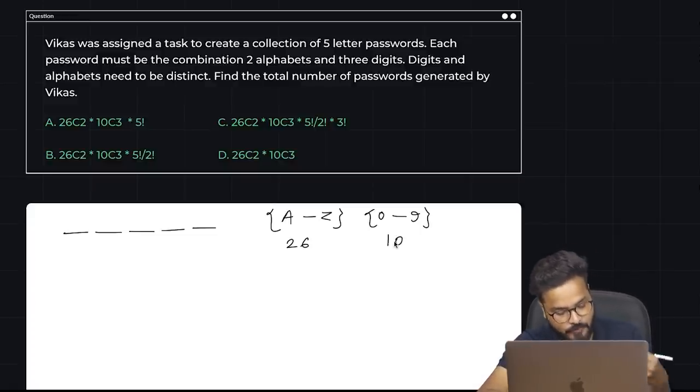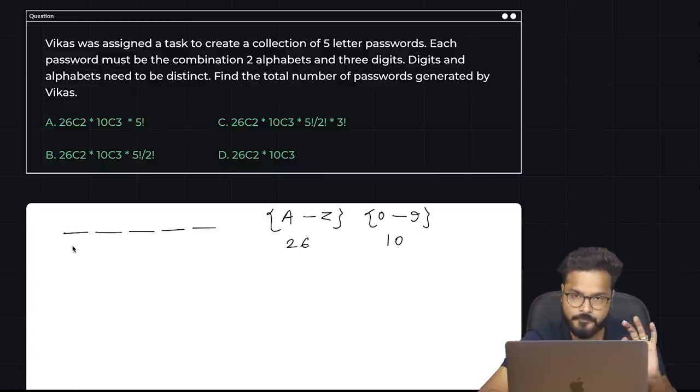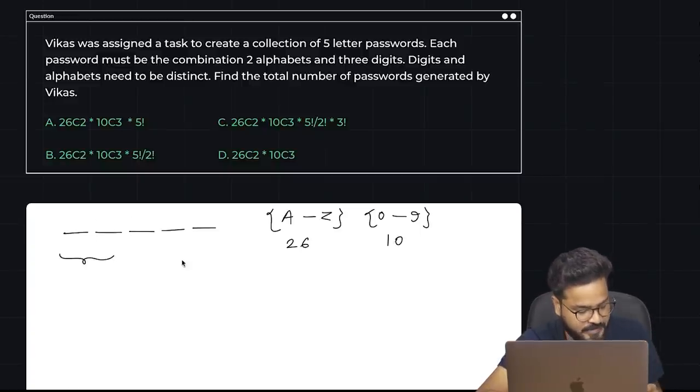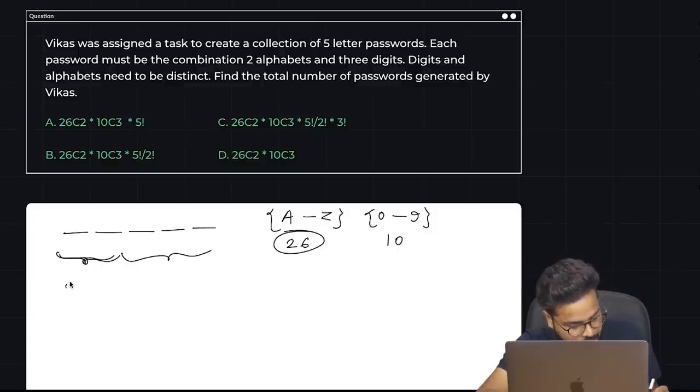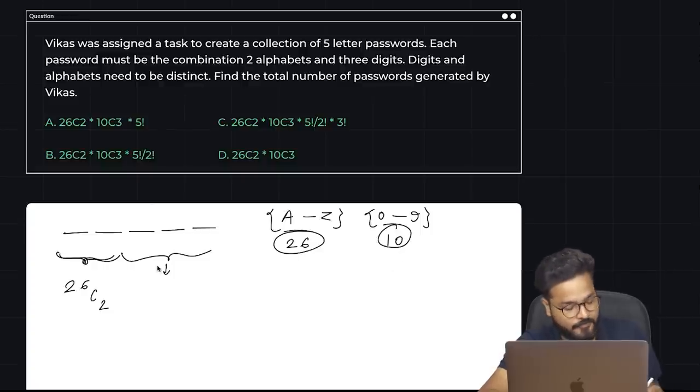Right? For a password, guys, let's say these 2 positions are alphabets and these 3 are digits. To fill these 2 positions, how many choices does Vikas have? He has to choose 2 different out of 26. How do we write that? Selecting 2 out of 26, guys, 26C2. How would he select 3 different digits from 10 digits? Selecting 3 out of 10 is 10C3. Is that the answer?